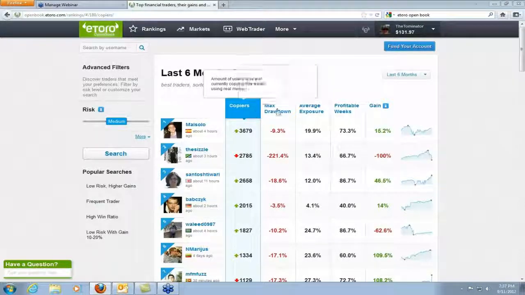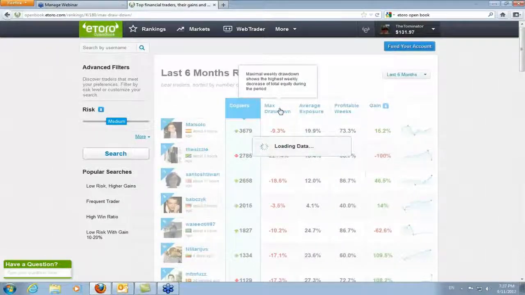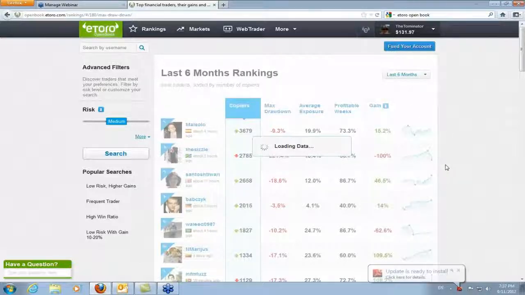Going to max drawdown. Max drawdown stands for during the last 6 months, what was the worst week or how much equity out of the account percentage-wise did these traders lose during the last month? Let's give it a second here for the data to load.